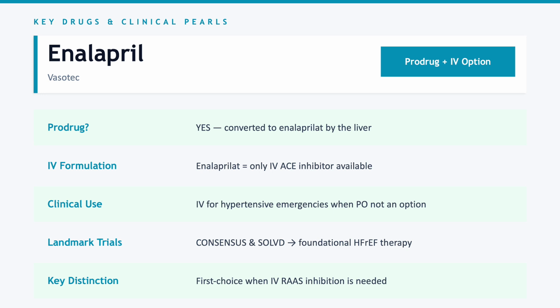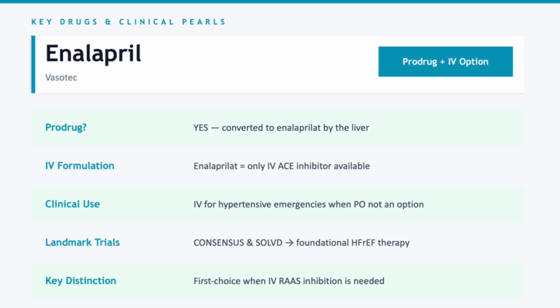Enalapril was the ACE inhibitor studied in the landmark Consensus and Solved trials, which established ACE inhibitors as foundational therapy in heart failure with reduced ejection fraction.